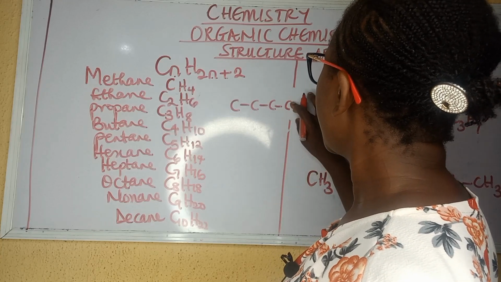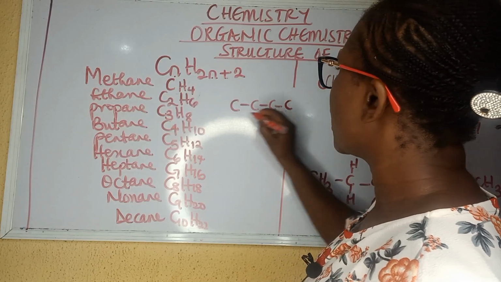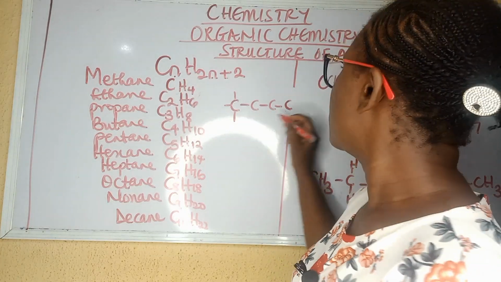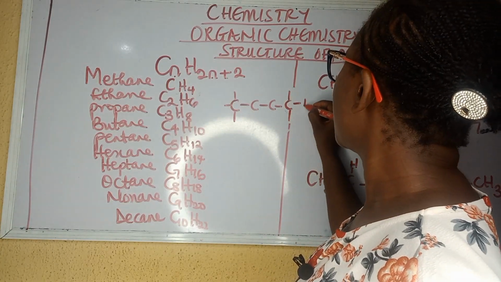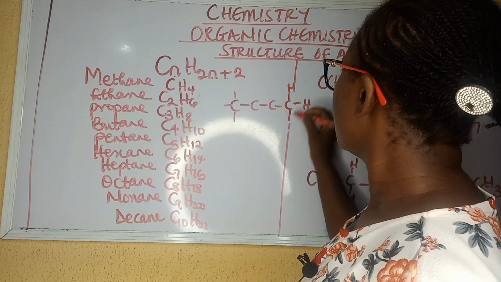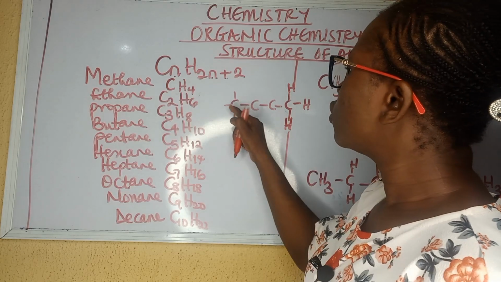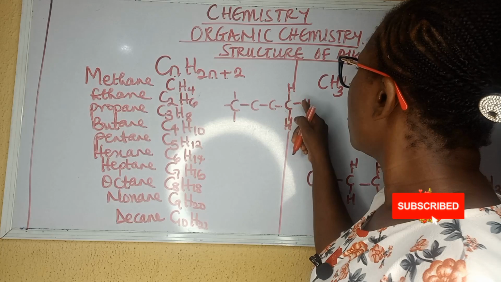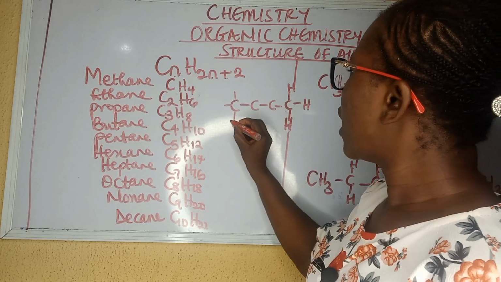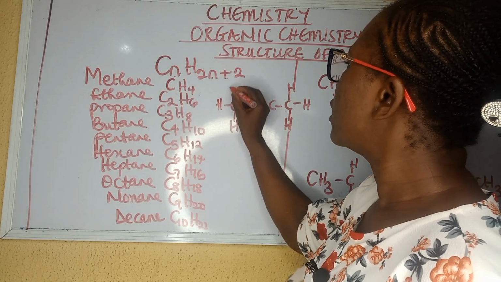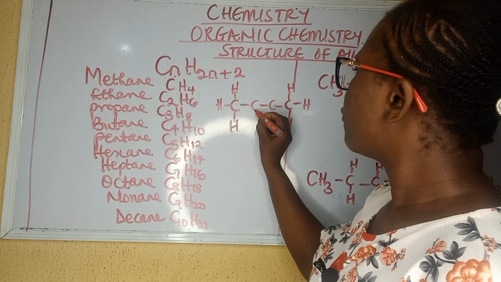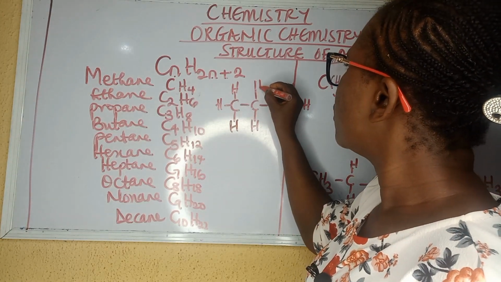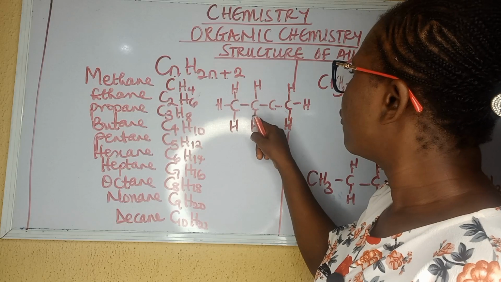Then at the edge of each of the carbon, the carbons at the edges will be surrounded by 3 hydrogen, because each carbon is supposed to be surrounded by 4 bonds. You can see 1, 2, 3, 4. 1, 2, 3, 4. So at the edge here you have 3, while inside you have 2. Now for this one we have 1 hydrogen, 1 hydrogen, 1, 2, 3, 4 as well.